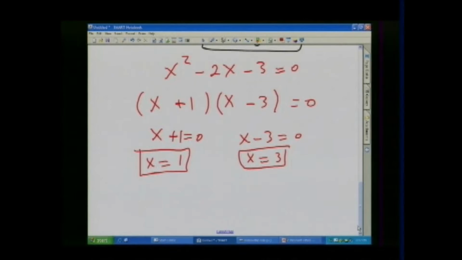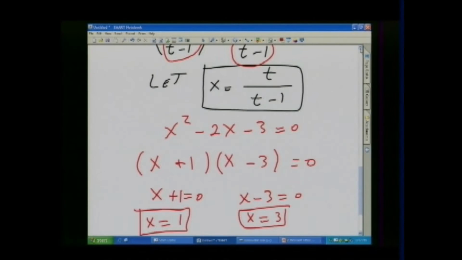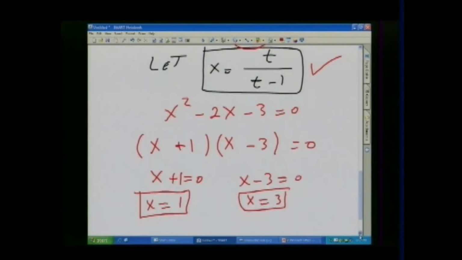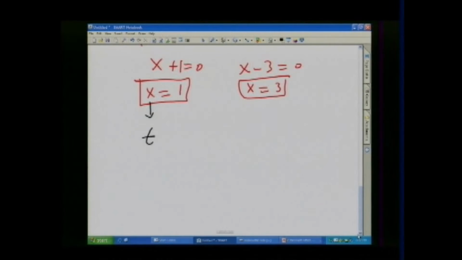Now, you recall that x was t divided by t minus 1. So that would mean t divided by t minus 1 equal to minus 1, or t divided by t minus 1 equal to 3. Now we solve each one of these.